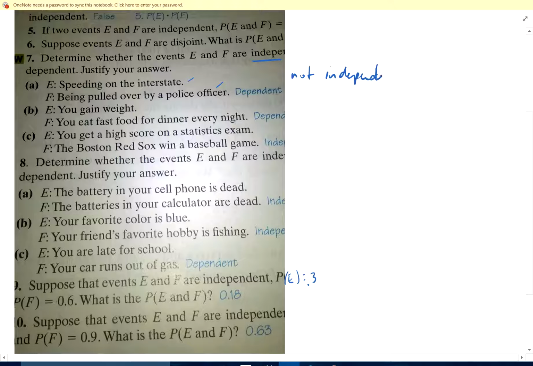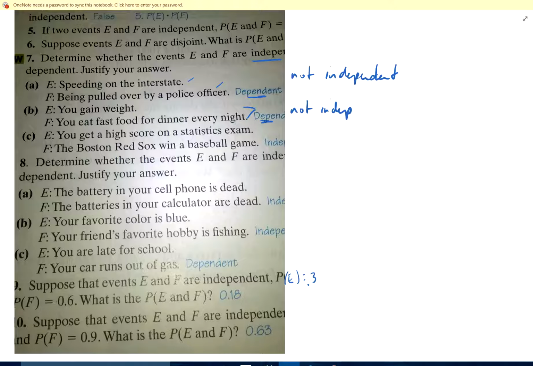B. You gain weight and you eat fast food for dinner every night. Yeah, there's some sort of relationship there, so those are also not independent, which I know you can say dependent. I try not to use the word dependent because there is some sort of relationship, but it might not be that one actually depends on the other or causes it. I feel like dependent means there's a cause and effect association, but not necessarily.